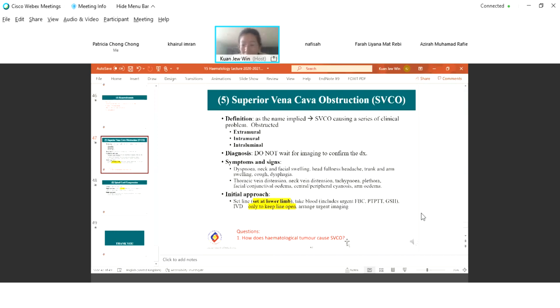The SVCO. So the lymphoma can cause SVCO from the extraluminal large lymph node. Then because of the compression, you can also have intraluminal blood clot, intraluminal thrombosis. So this is how the lymphoma can cause the SVCO. So it might be different from other tumors like CA lung, which also can cause the SVCO. Any question?